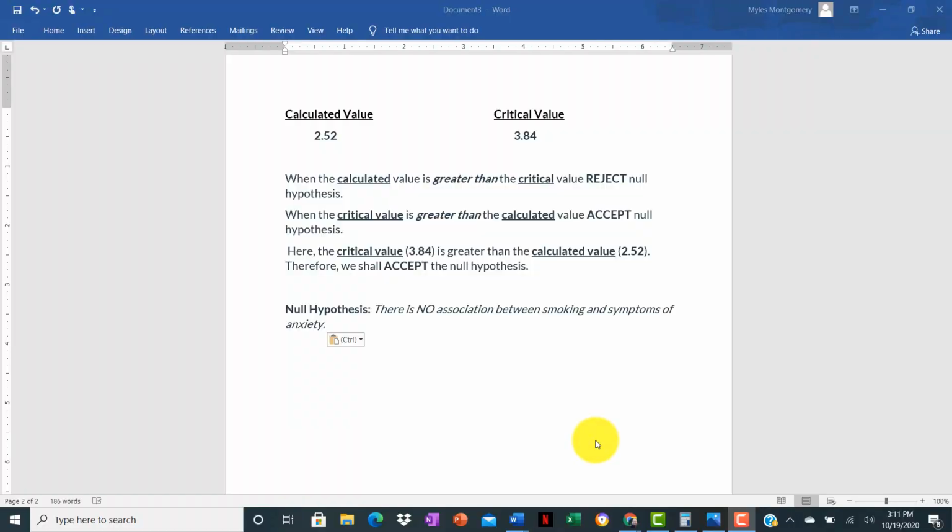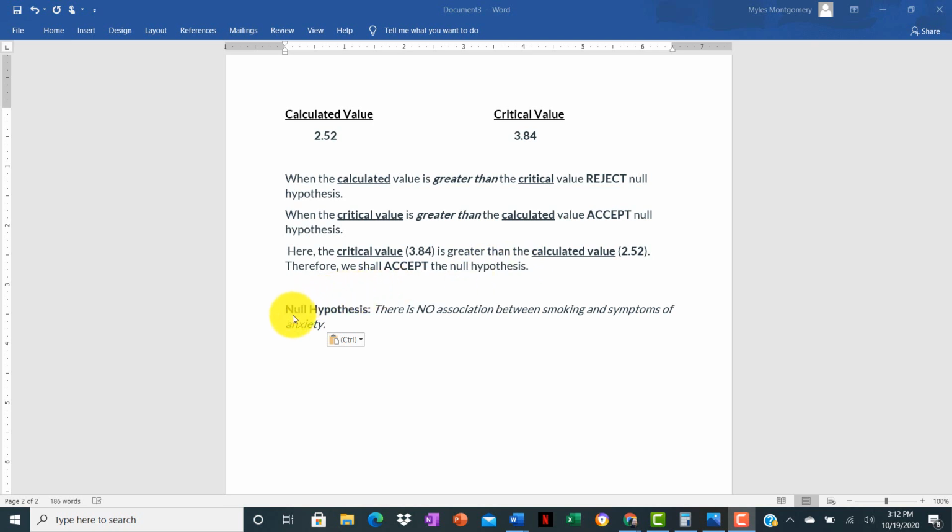Now we're at the final step. I have laid out for you what we already found in previous segments. Calculated value is 2.52. The critical value is 3.84. I reminded you here, when the calculated value is greater than the critical value, we reject the null hypothesis. When the critical value is greater than the calculated value, by contrast, we accept the null hypothesis. And then I said here, the critical value, 3.84, is greater than the calculated value, 2.52. Therefore, we shall accept the null hypothesis.